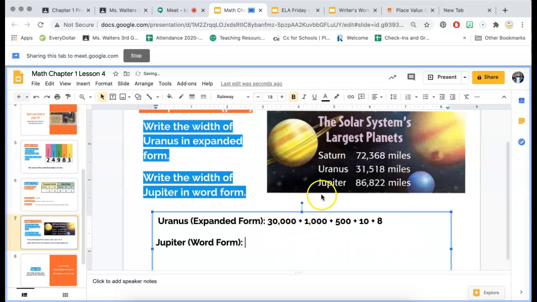Now Jupiter is much, much bigger than Uranus, and it is 86,822 miles across. So we're going to write that in word form. So it's 86,000. I'm going to write that 86,000, comma, because I'm separating those two periods there, 800, and then my last two numbers there are 22. And that is the width of Jupiter in word form.